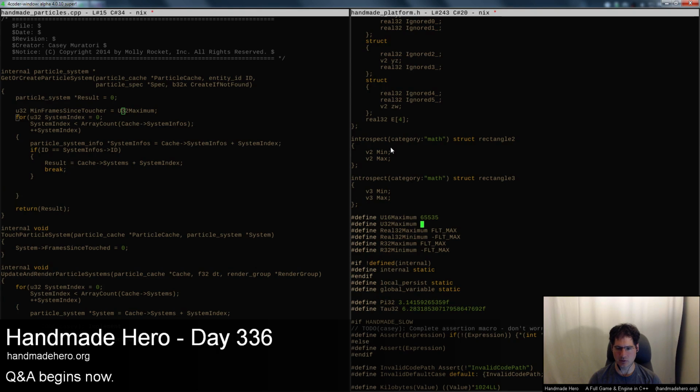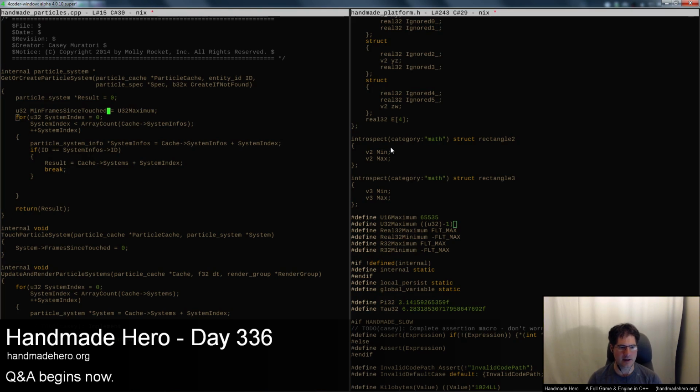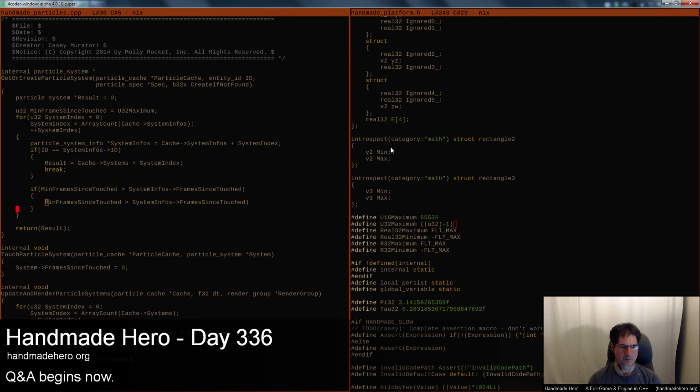Yeah, so now we have to do 1 billion. I guess we could just do this, for 4 billion in binary. Anyway, if we start out assuming that's the maximum there, then what we can do is say, all right, if the min frame since touched is greater than whatever this system info's frame since touched is, then we want to grab it and remember this index, right?